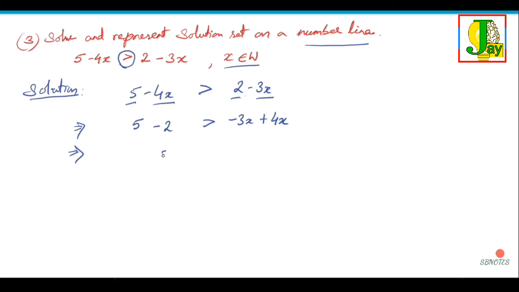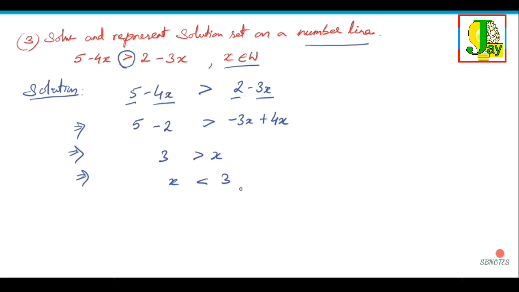So 3 is greater than 4x minus 3x, that is x. So we have 3 greater than x, or x is less than 3. You can write it the other way also, x is less than 3. That's all. Writing 3 greater than x or x less than 3 is the same thing. So we have to present this on the number line. First let's write the solution set, x less than 3.